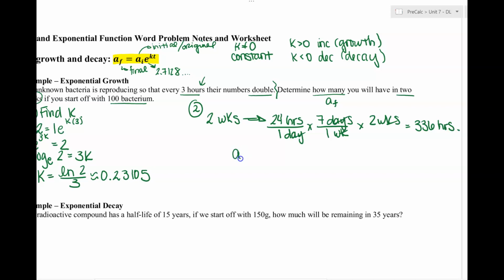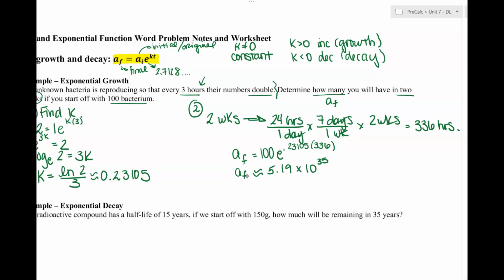So we're looking for A sub f. What is our final amount? When we start out with 100, times e raised to the k that we found, 0.23105 times 336. If we put this into your calculator, it gets a wicked large number. It's approximately 5.19 times 10 to the 35th power. That's so many, but think about it. It doubles every 3 hours, and it's in 2 weeks, so that makes sense.